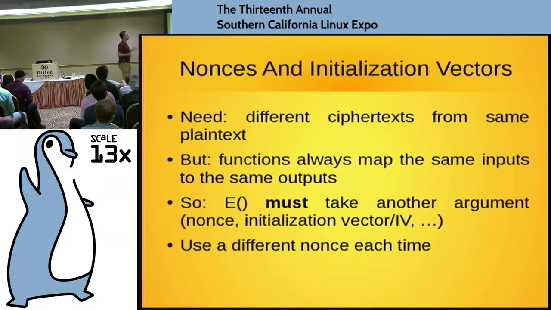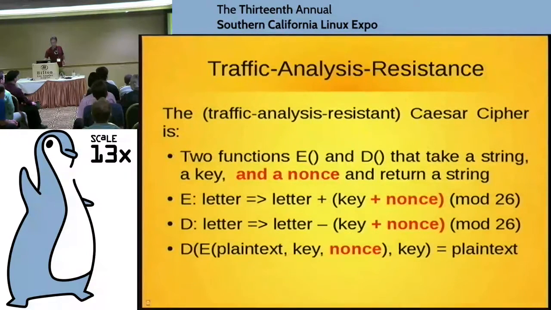So what do we have to do? We have to get different ciphertexts when we encrypt the same plaintext multiple times, and the functions don't do this unless there's another argument which is varying. So we're going to put another argument in the argument list, which has a lot of names. We'll call it a nonce, and we're going to use a different nonce every time. Here's another hack of the Caesar cipher to make it resistant to this kind of elementary traffic analysis. They still take a string and a key, and they take this thing called a nonce. Then we just use the key plus the nonce: we offset it, we add and subtract the key plus the nonce.